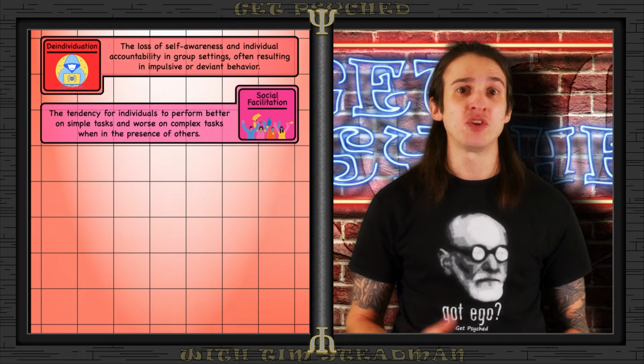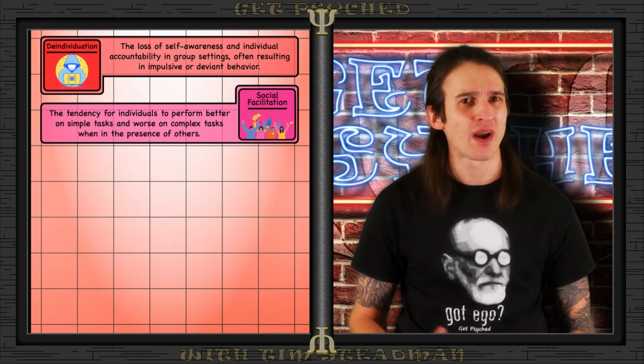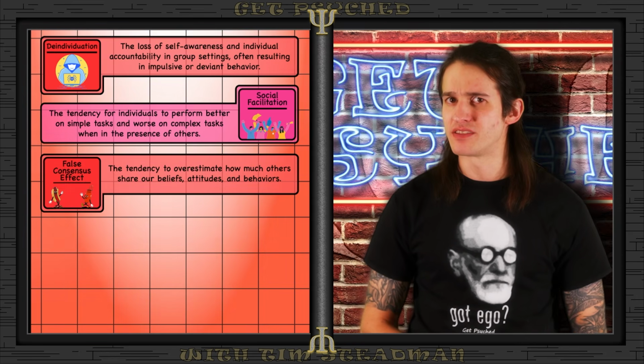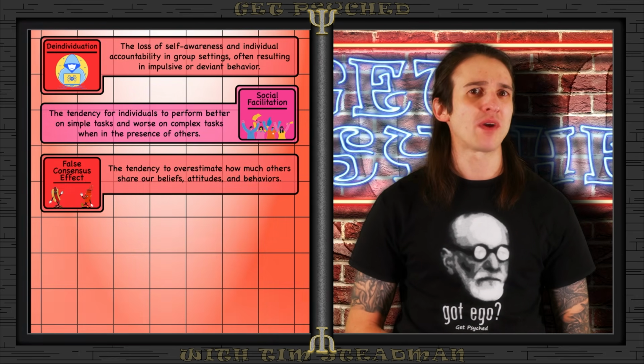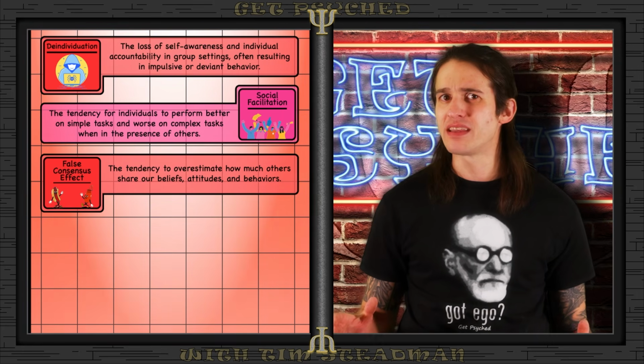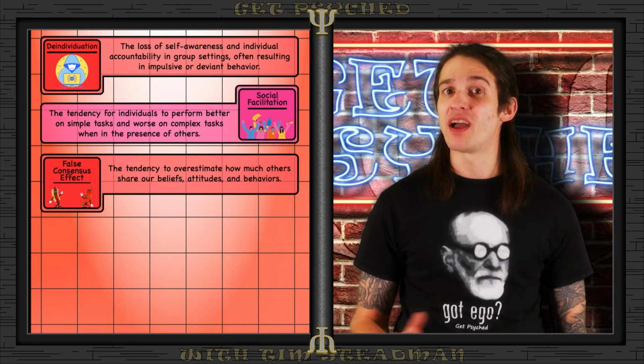For example, you might find yourself running faster at a track meet because you're motivated by the crowd cheering you on. Another group-related concept is the false consensus effect, which is when people overestimate how much others agree with their beliefs or behaviors. It's like thinking everyone loves ketchup on a hot dog, right? When in reality, opinions are actually split.